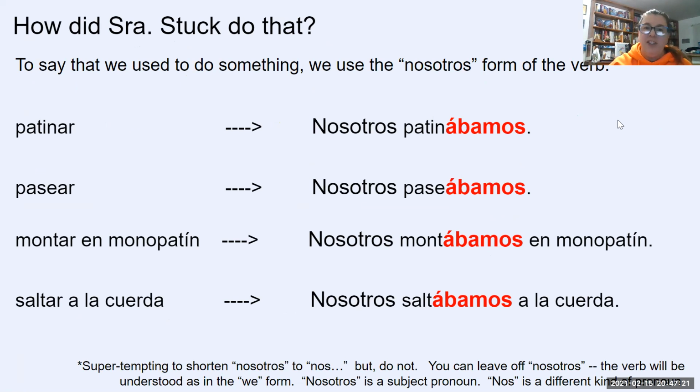Oh man, this stuff. Can I just chop off that nosotros and make it nos? And no. Nosotros means we. Now you can just drop nosotros and say patinábamos, paseábamos, montábamos, saltábamos. That's totally fine. But if you try to change nosotros to nos, it's a totally different word. So just trust me, don't do it.